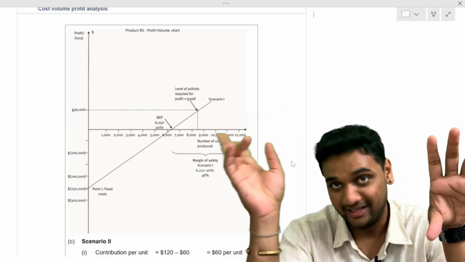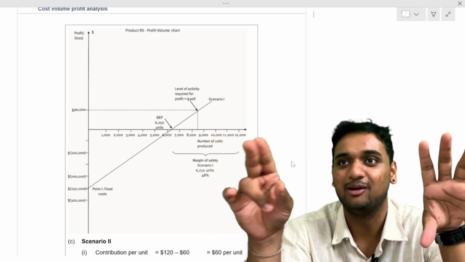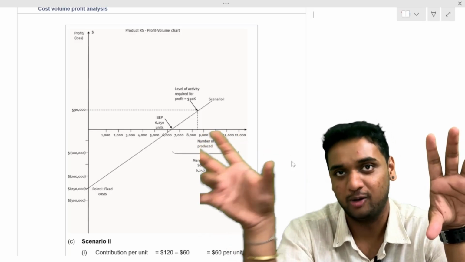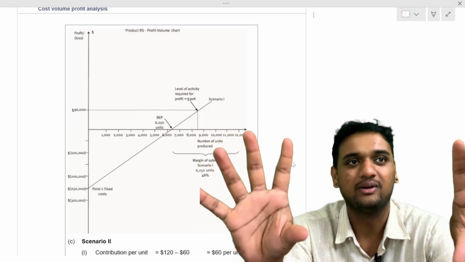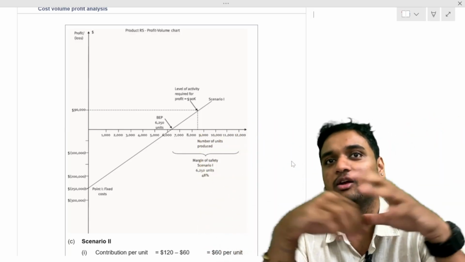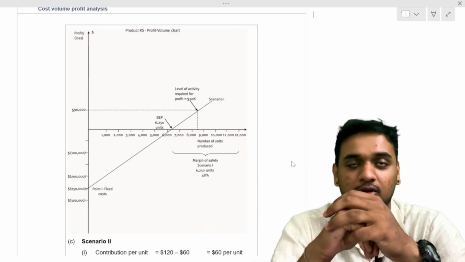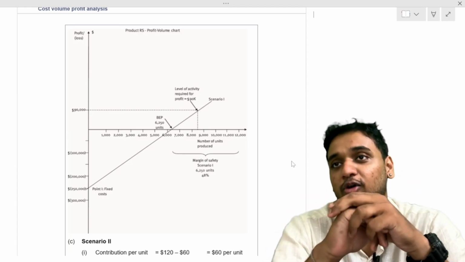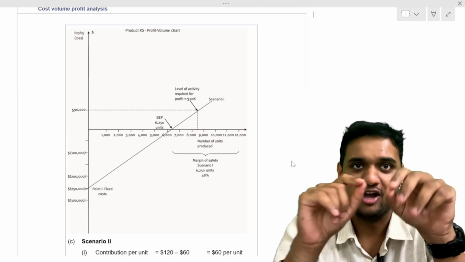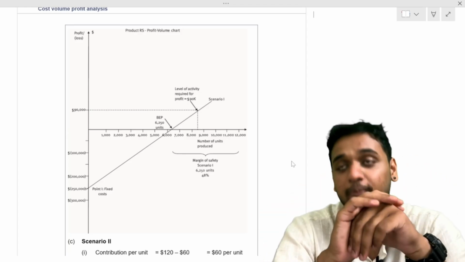We will find sales per unit minus variable cost per unit to find contribution per unit. In the starting of the question, try to find both of these. Why do we find the contribution per unit? Where do we use it? To find the break-even point. Now tell me what is the formula for break-even point. Fixed cost divided by contribution per unit.